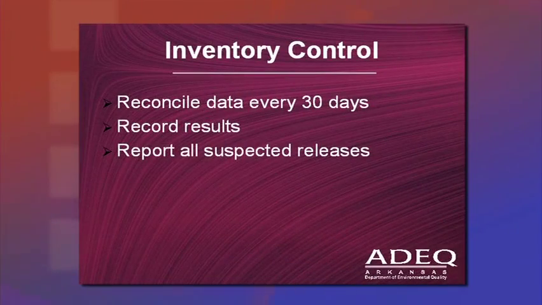You have to reconcile this data every 30 days. It's a monthly release detection. You need to report all suspected releases, and that's within that 24-hour window.